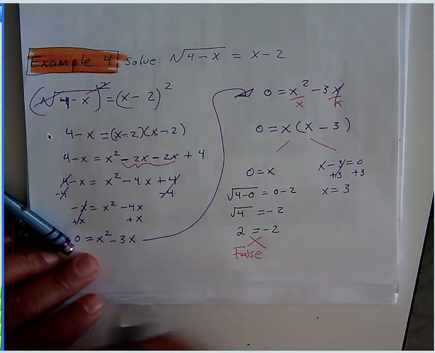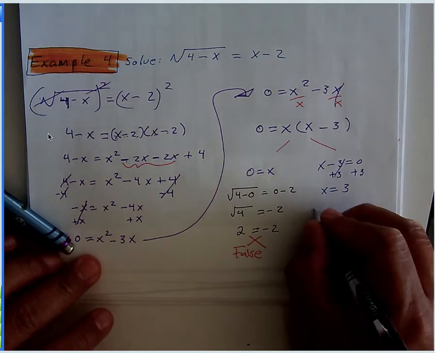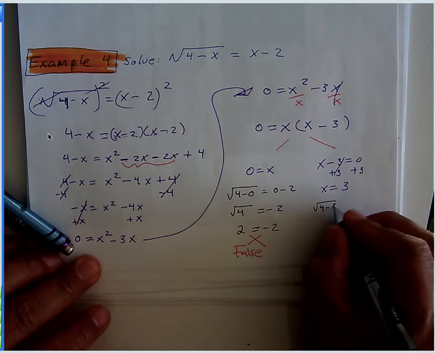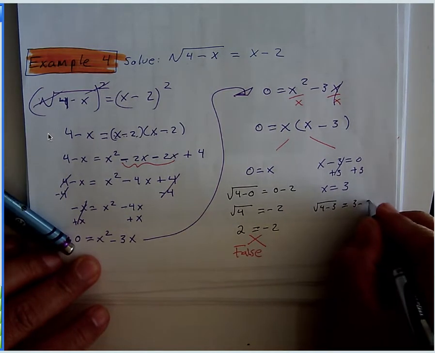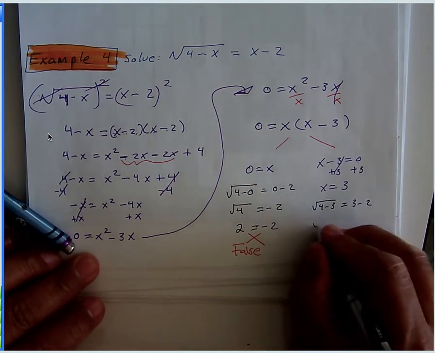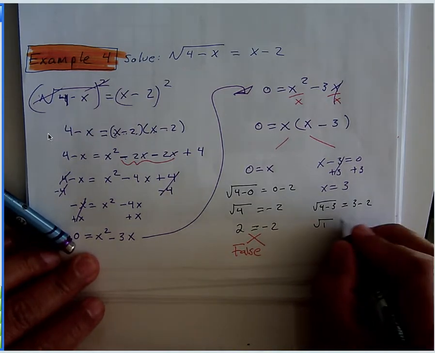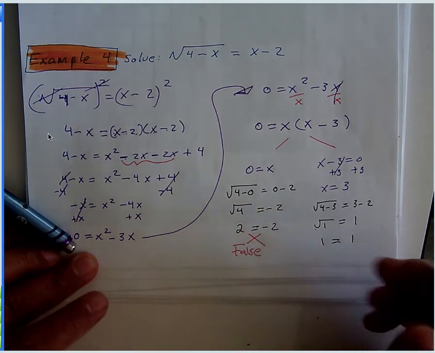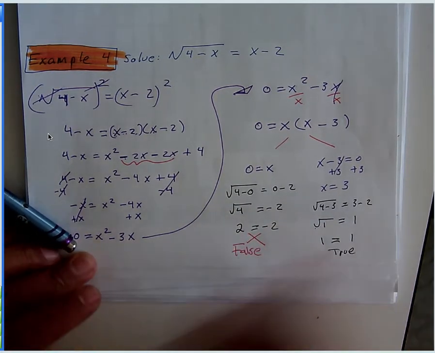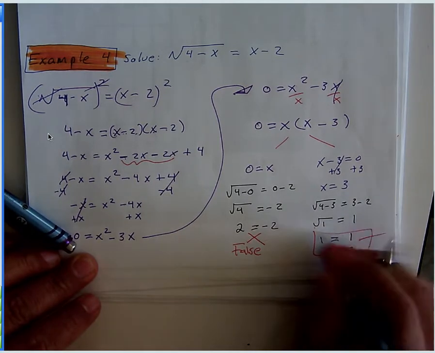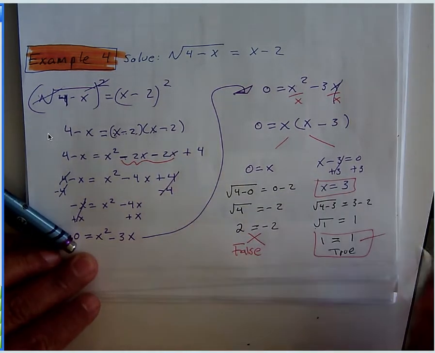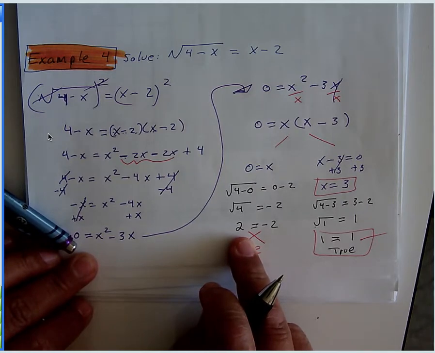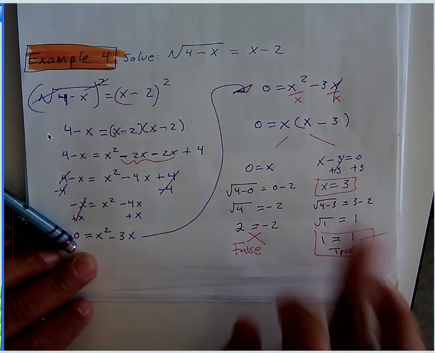Now let's check this one, x equals 3. The square root of 4 minus 3 is equal to 3 minus 2. So 4 minus 3 would be 1, and 3 minus 2 would be 1. The square root of 1 is just 1. Equals 1, so that one's true. So this is a solution, and this one is not a solution. This would be the only solution.